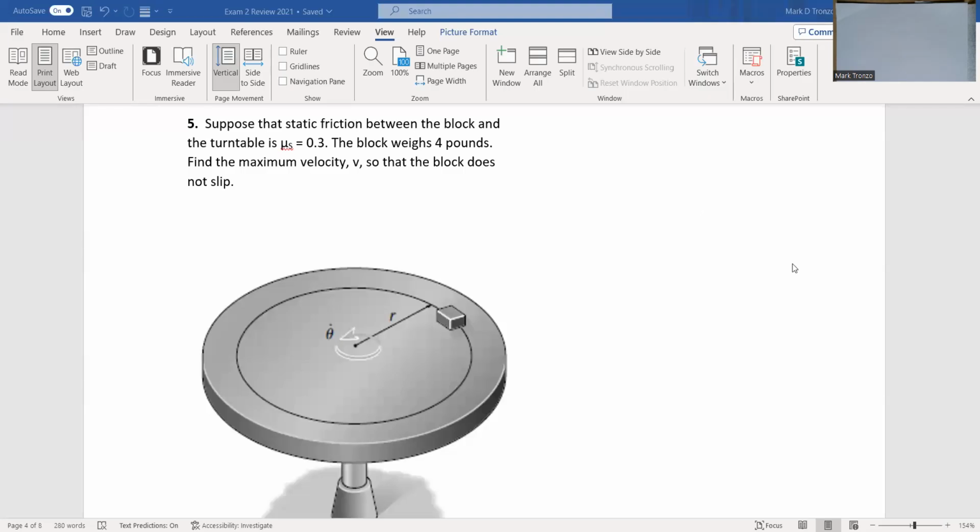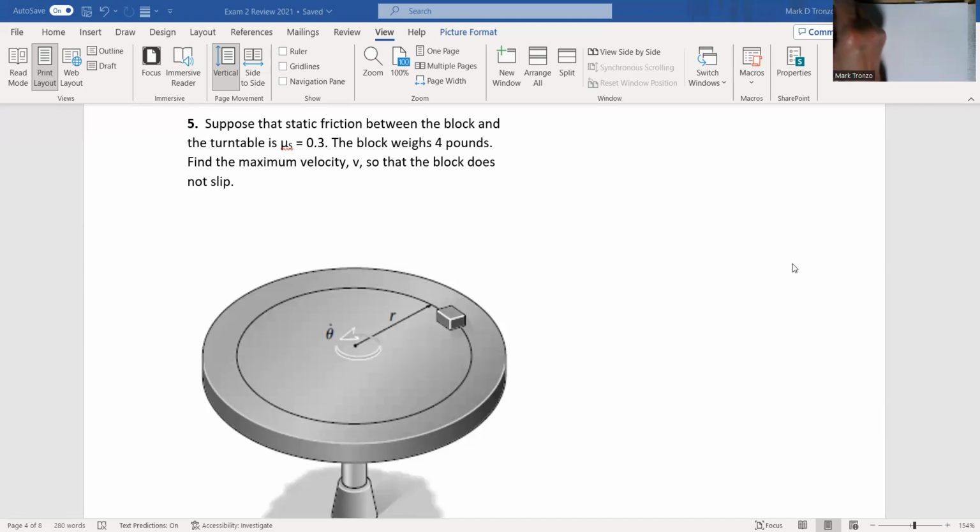Next, let's take a look at this problem. Suppose the static friction between the block and the turntable is 0.3. The block weighs 4 pounds. Find the maximum velocity so that the block does not slip. So let's take a look at this one. Now, again, it's handled in pretty much the same way as the previous one.